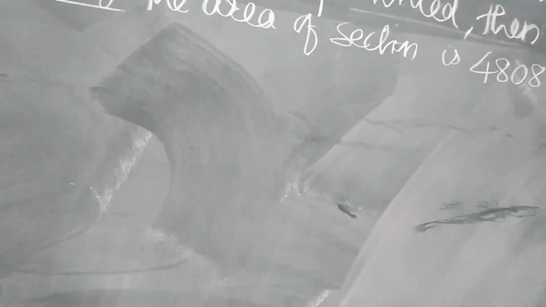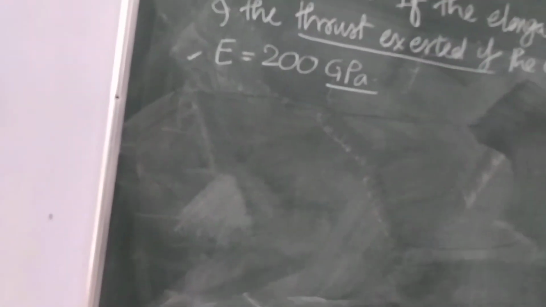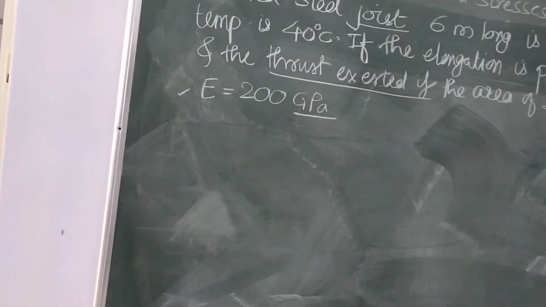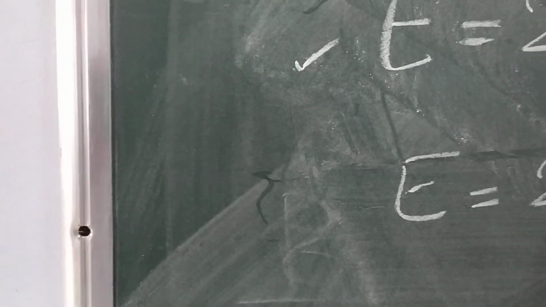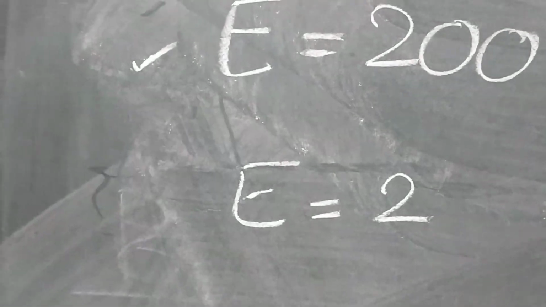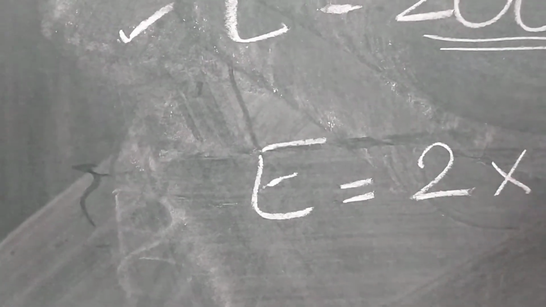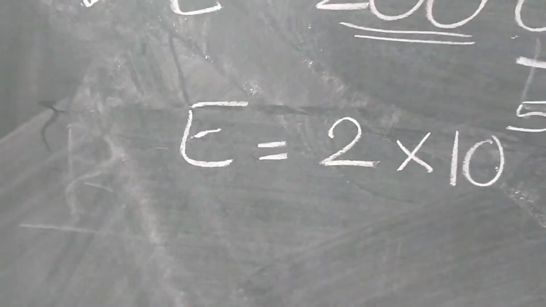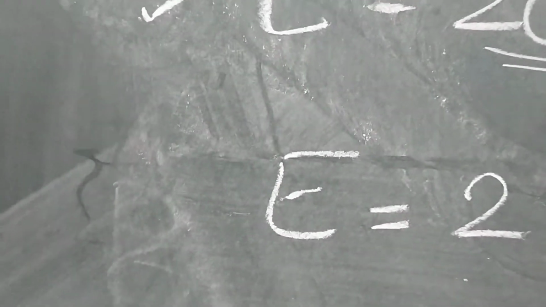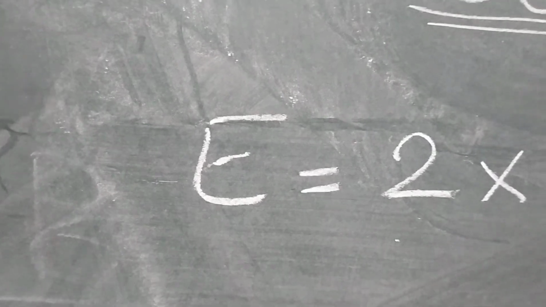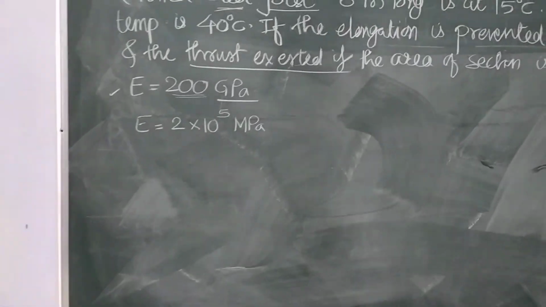From sigma, how you will calculate? But before that, what is GPA? Before coming to what is GPA, think that this is a steel bar. So for steel, the value of E is always between 2 to 2.1 into 10 raised to 5. So this 200 gigapascal means 2 into 10 raised to 5 megapascal, because giga is nothing but 10 raised to 3 mega. And megapascal is nothing but Newton per mm square. So don't worry, we have all data now.